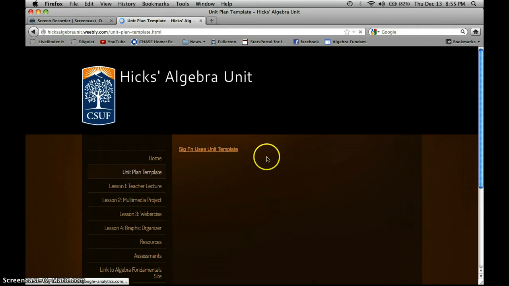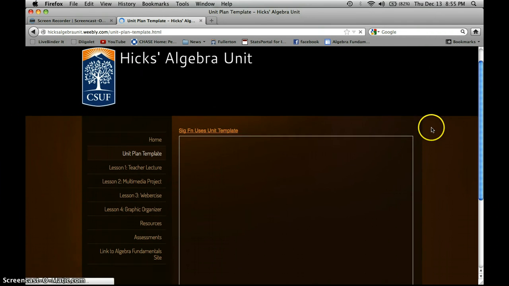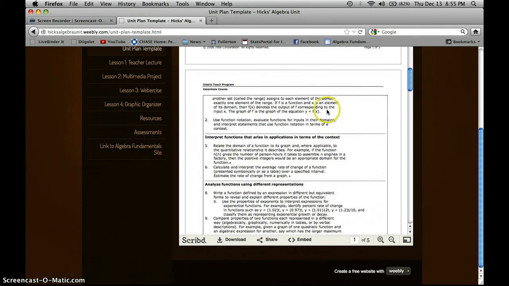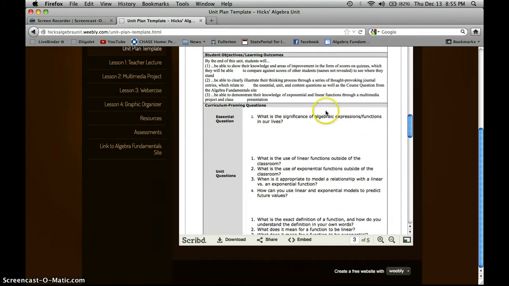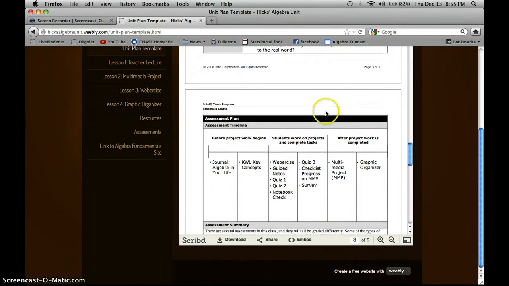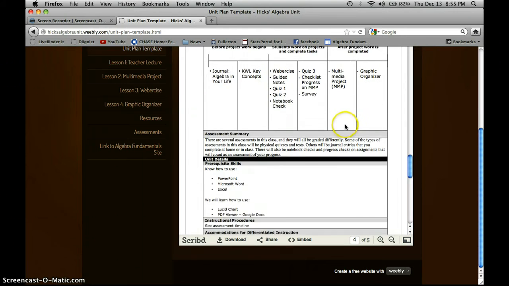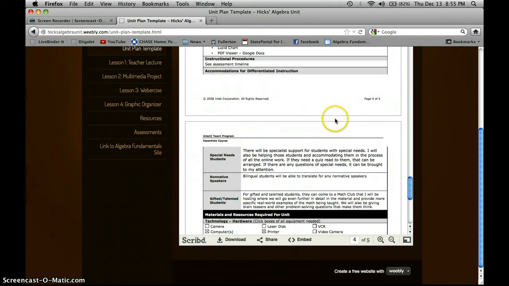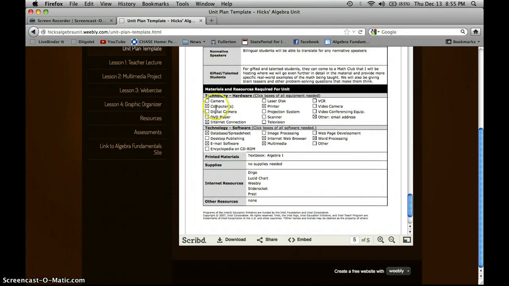Also, I have a unit plan template right here. It's embedded. It's basically everything that's on the first page, plus the timeline broken down right here. I'll show you the timeline in a separate document. Just some other stuff that we have to go through and things that will be required in this class that are checked off.